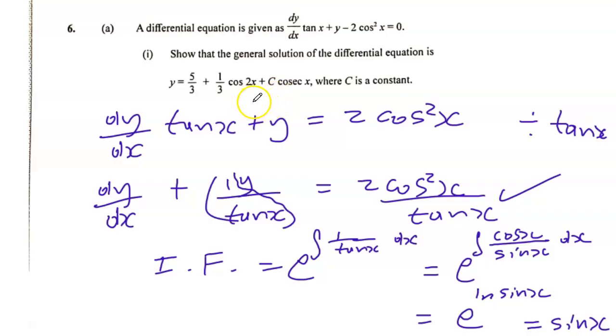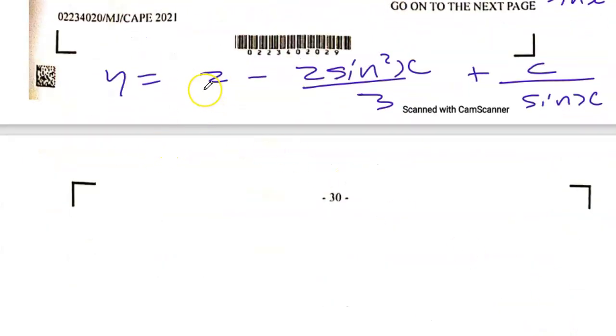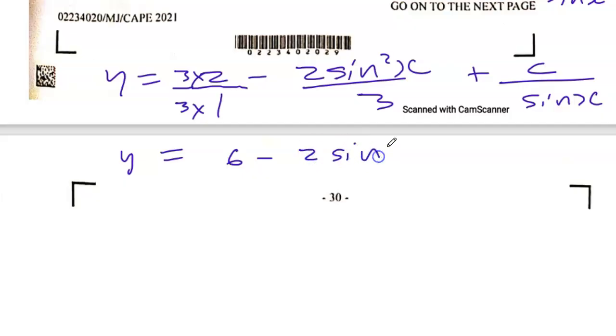Now, based on what we're asked to prove, that this is equal to 5/3 plus 1/3 cos 2x plus c cosec x, let's see if we can get that. Now, to get this, this is 2 over 1, so we can make it the same denominator by times 3, so this becomes 6. So with the same common denominator of 3, we can put the numerators together. So this is 6 minus 2 sin square x all over 3 plus c over sin.